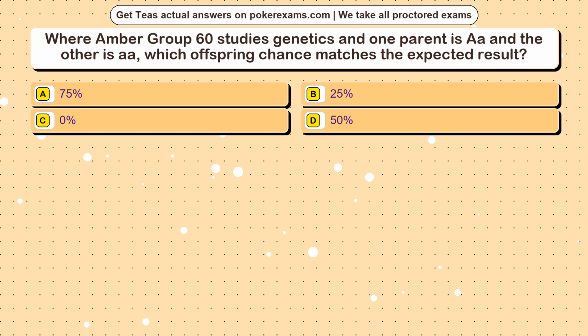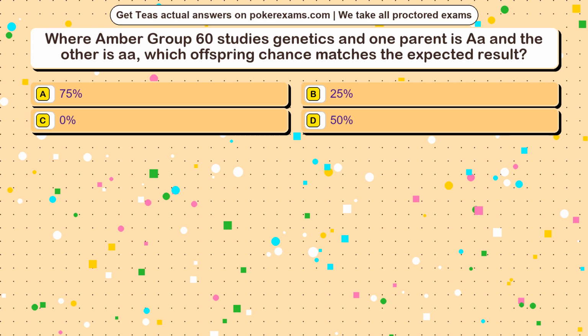Question 18. Where Amber Group 60 studies genetics and one parent is AA and the other is AA, which offspring chance matches the expected result? Option A, 75%. Option B, 25%. Option C, 0%. Option D, 50%.